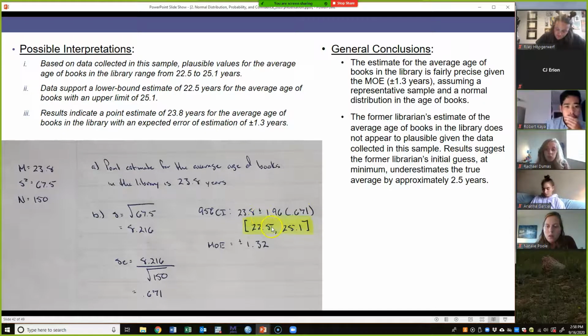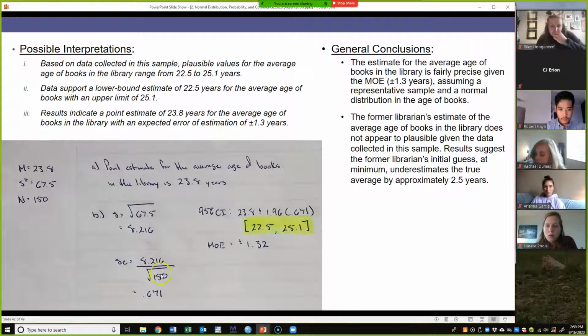And if I do this, I get a confidence interval for my point estimate of 23.8, with 22.5 as the lower limit and 25.1 as the upper limit. And then my margin of error is plus or minus 1.32, okay? Margin of error is just this piece, right? It's your confidence level multiplied by your standard error. So we can say the point estimate for the average age of books, based on the data we've collected, is 22.5 to 25.1, or we could say the average age is 23.8 plus or minus 1.32 years. Okay.